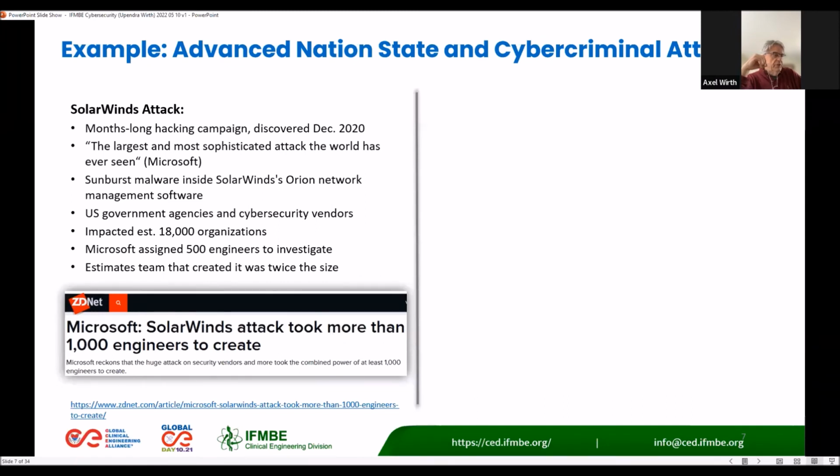It infected US government agencies, even cybersecurity vendors, and a total of an estimated 18,000 organizations across the globe. And most interesting, Microsoft at times had assigned 500 engineers to investigate this attack and coordinate a response against it. But from analyzing the attack, they actually estimated that it was created by a team of twice the size, so at least 1,000 people were involved in the development of this attack, which means only a very large cybercriminal organization or a government can pull off this type of a coordinated and well-planned attack.